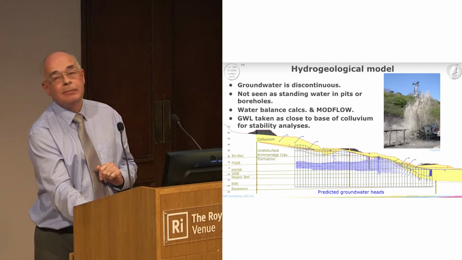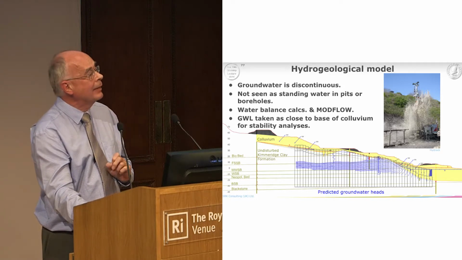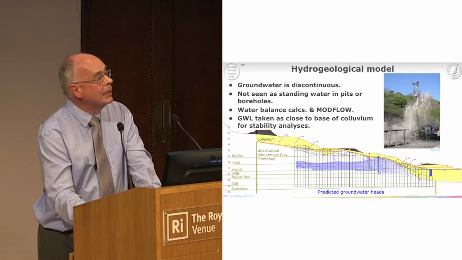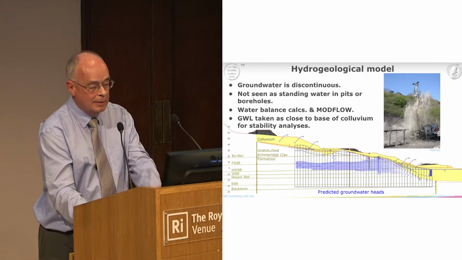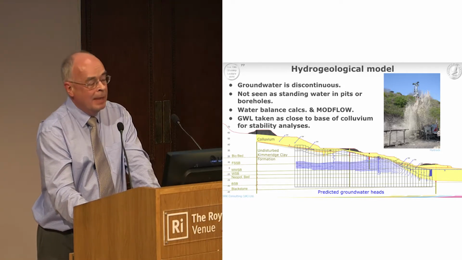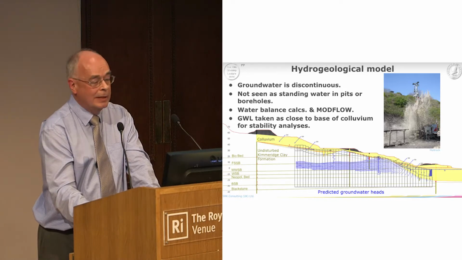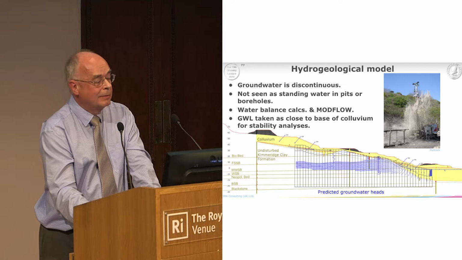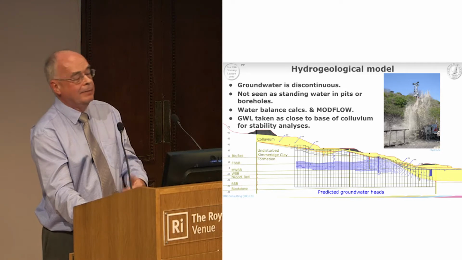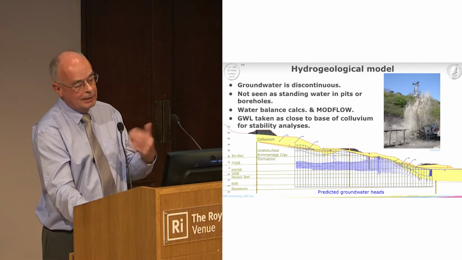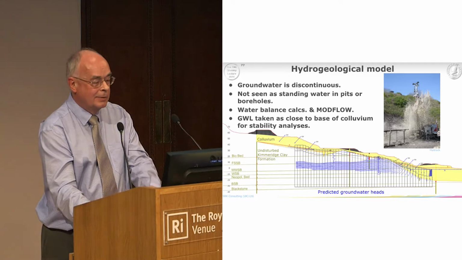So the hydrogeologist resorted to water balance calculations and tied us into a MODFLOW model to come up with a prediction of the groundwater heads, which is one of the pictures at the bottom here. And it basically turned out that the groundwater level, the phreatic surface, was very close to the base of the colluvium. And we used this as part of a sensitivity analysis, looking at what was going to happen in the future with sea level rise and climate change. But this was the starter for 10.